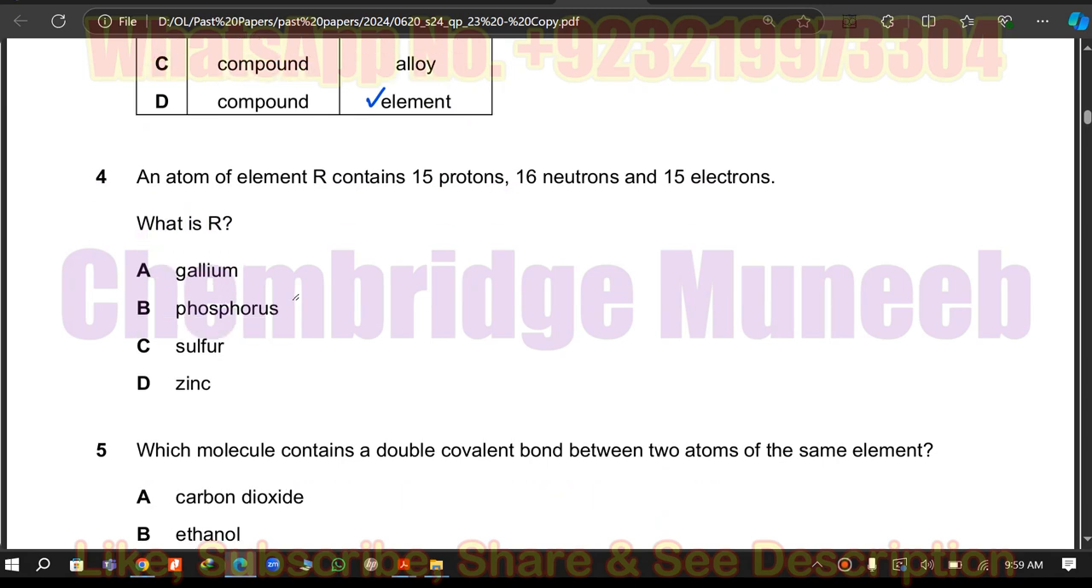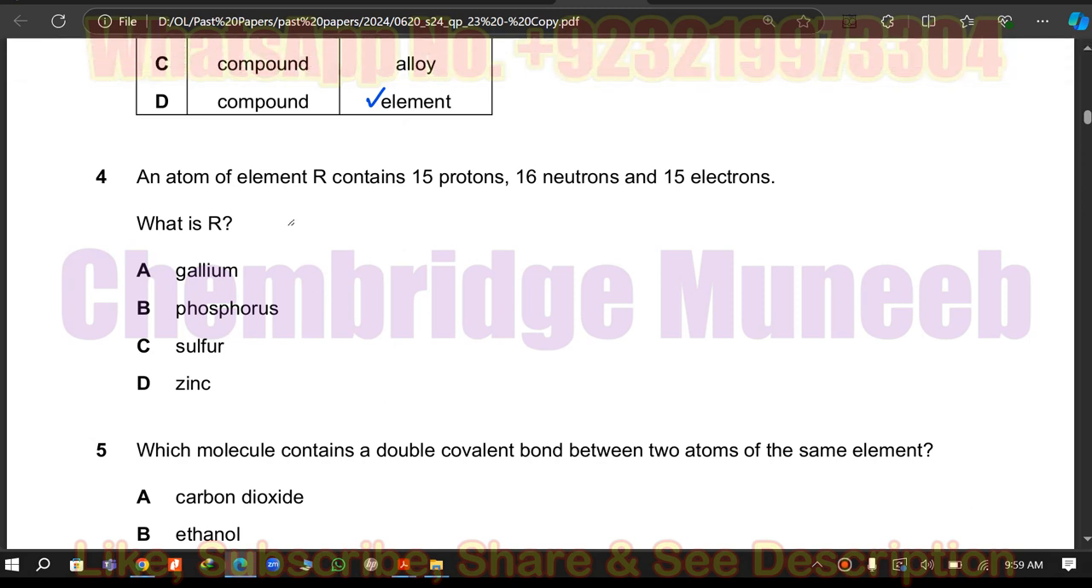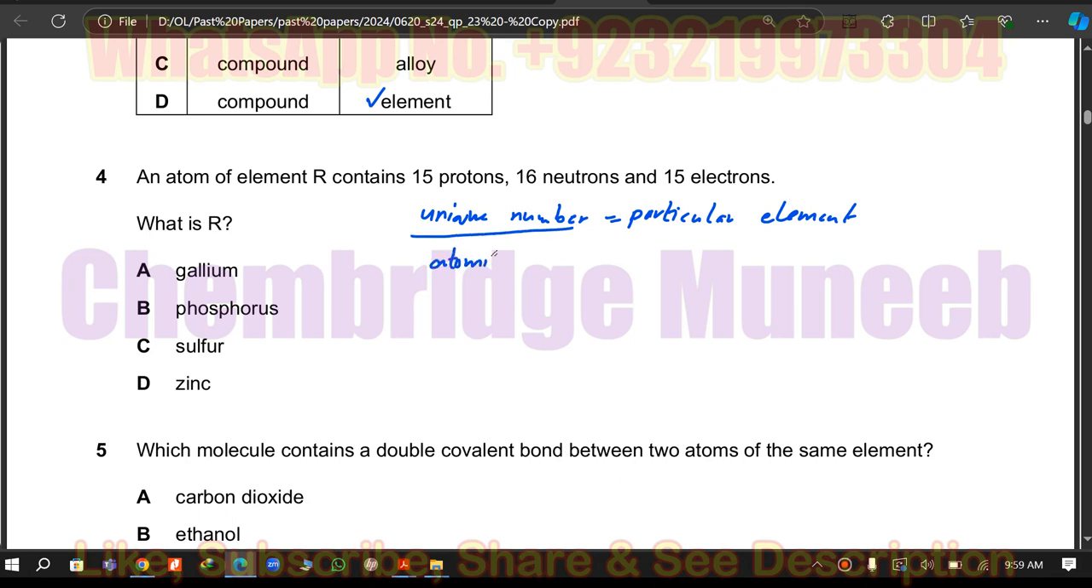Next question number 4. An atom of an element R contains 15 protons, 16 neutrons and 15 electrons. What is R? So as you know, to find out the identity of an element in the periodic table, you should always know one unique number of the element, a number which is only associated with one particular element. No two elements can have that unique number, and that unique number is the atomic number.